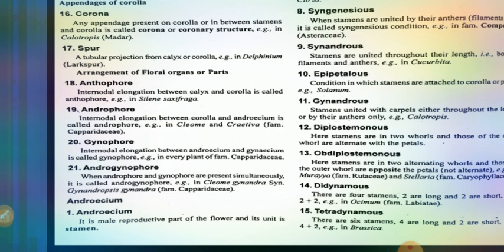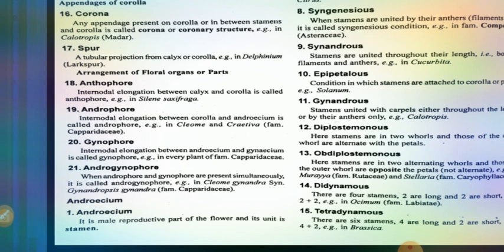Then the gynophore means between the androecium and gynoecium. Then this is known as the gynophore. So, every plant of the family like the Capparidaceae, this is known as the gynophore, and androgynophore means both androecium and gynoecium. Then this is the androphore and the gynophore, then this is known as the androgynophore, for example Cleome, which also belongs to the family Capparidaceae.